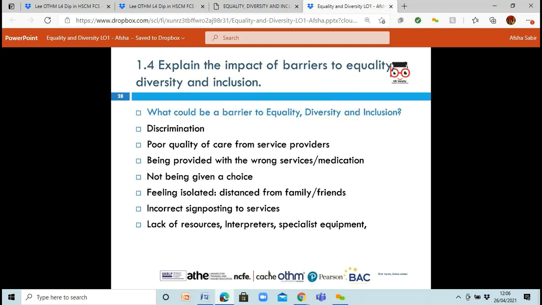Then we'll go on to the last point. So it's 1.4, explain the impact of barriers to equality, diversity and inclusion. So when we're looking at this, we're just going to look at what sort of barriers there might be to this. So you've got discrimination, poor quality of care, being provided with the wrong services, given the wrong medication. You might not be given a choice.